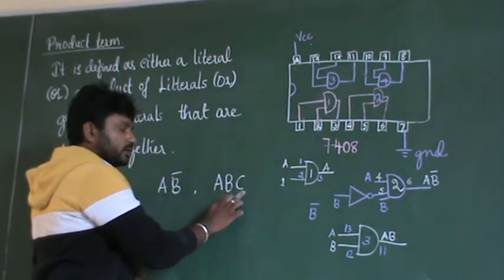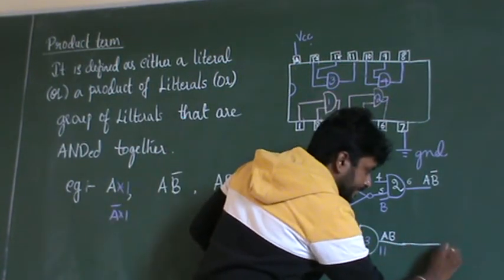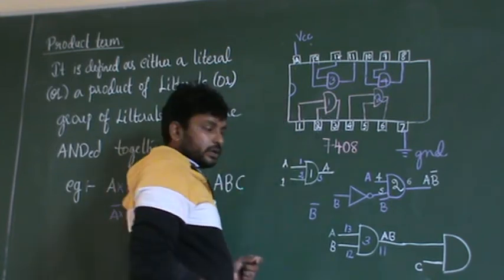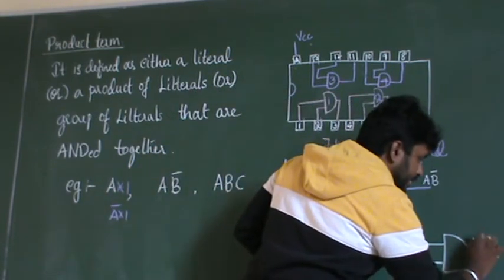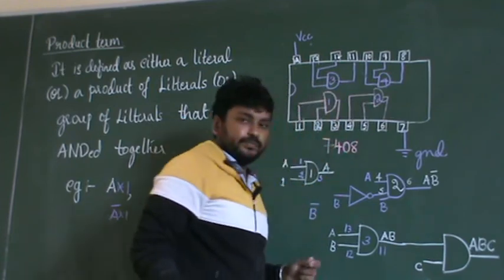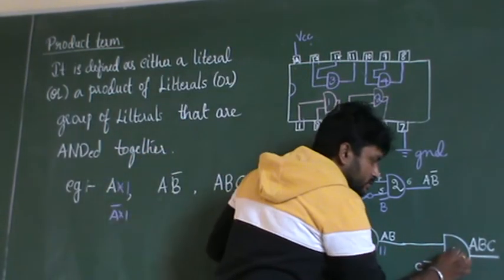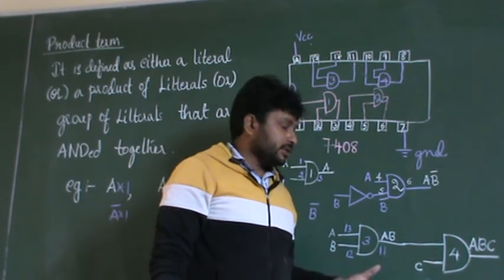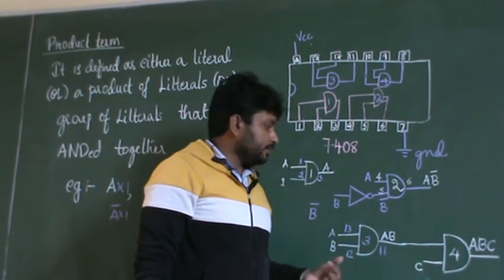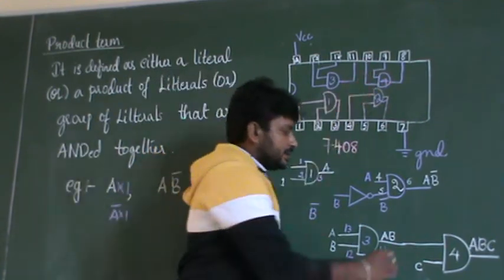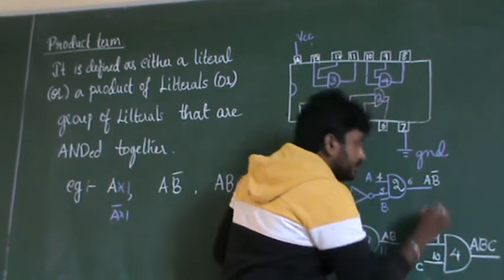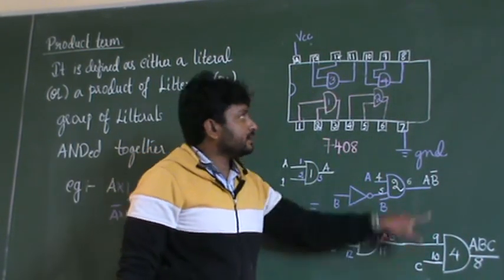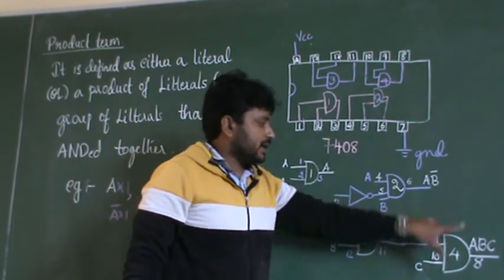Still I have to write one more, C. For that I will take one more AND gate. So this is C, and here we will be getting A into B into C. Assume that I am using the fourth AND gate here. If I am using the fourth AND gate, then your inputs will be 9 and 10, and your output will be 8. Okay, 9 and 10 are the inputs of the fourth AND gate, and 8 is the output.